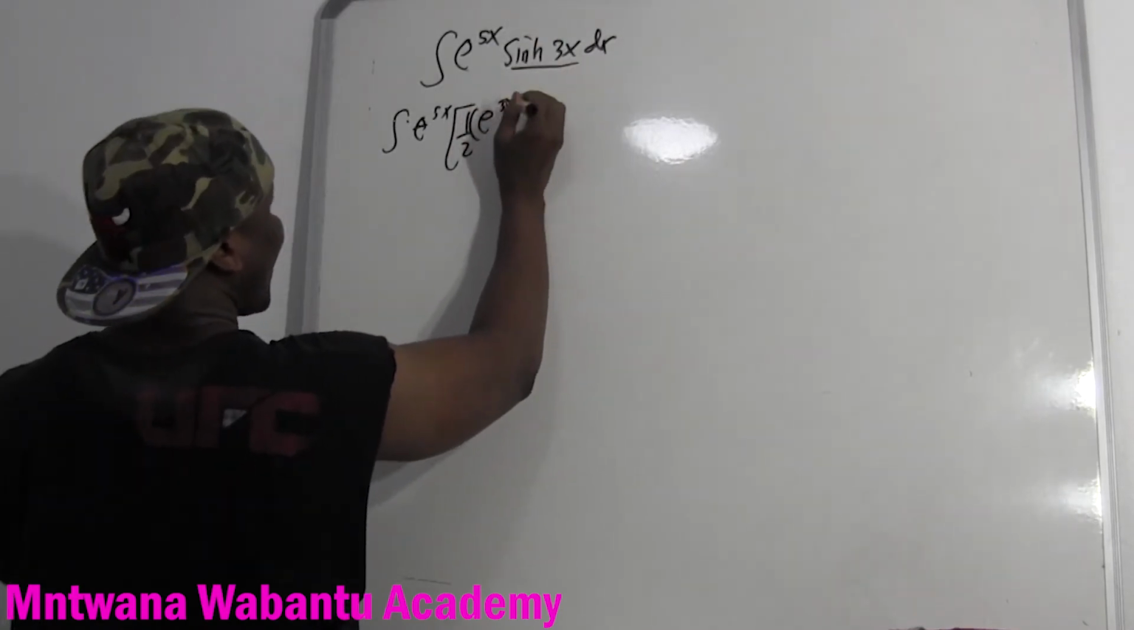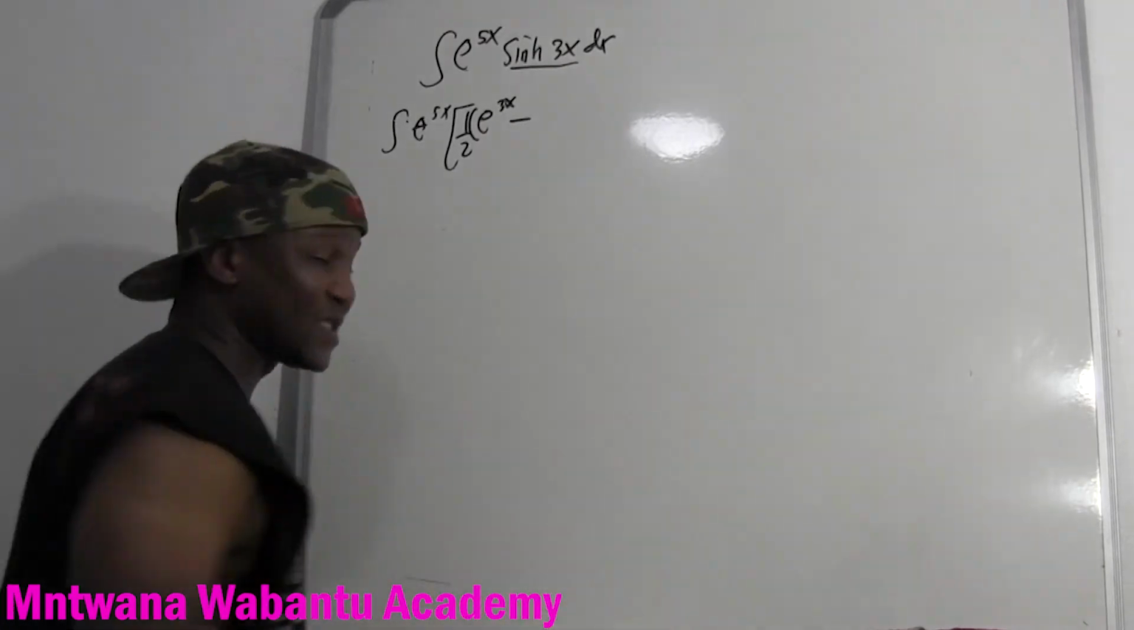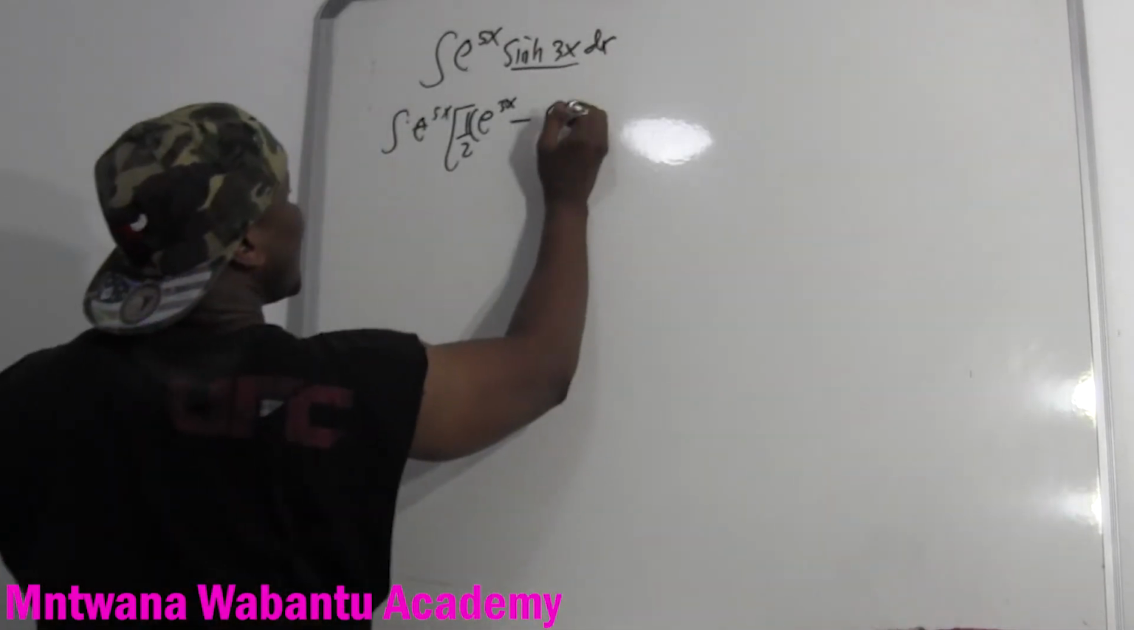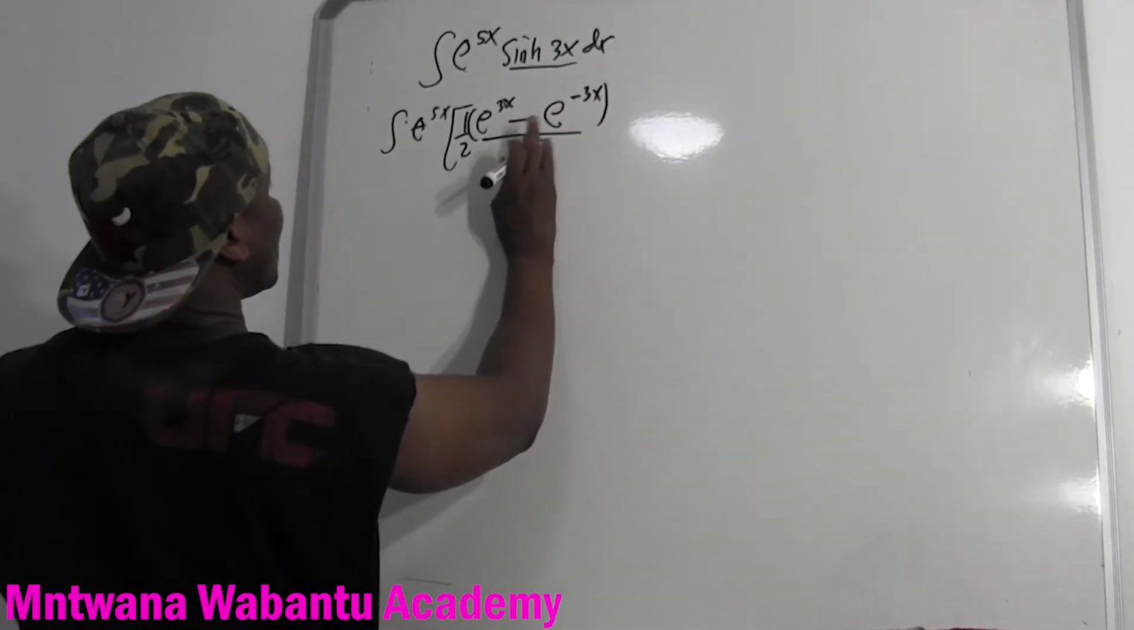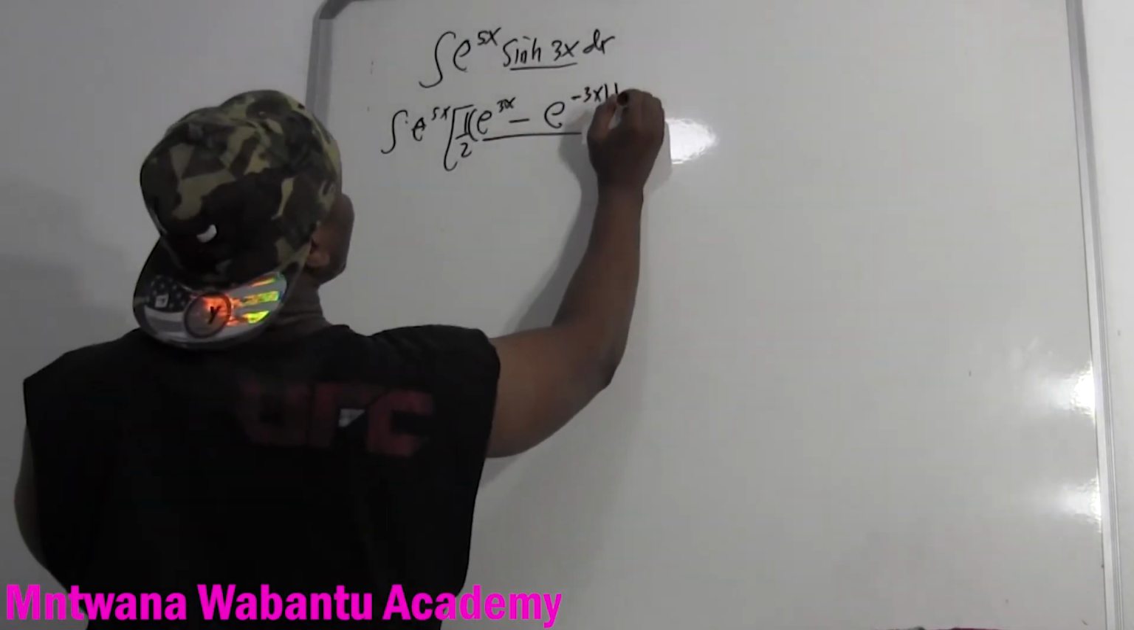Write this here. You say e to the power, and for sine you say minus, for cos you say plus. So it's going to be e and then e to the negative. You must have the negative here. You memorize this, okay? Divided by 2, so 2 is here. Then we have dx.